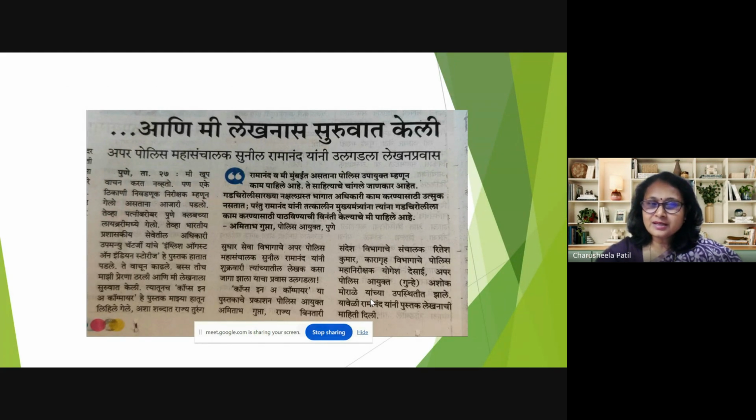Sunil Ramanand belongs to the administrative service, and he said that once when he was sick, he read the famous novel English, August: An Indian Story by Upamanyu Chatterjee. After reading that book, he got motivated and inspired, thinking, oh yes, I can also write a book. And that's why he then wrote a book known as Cops in a Quagmire.